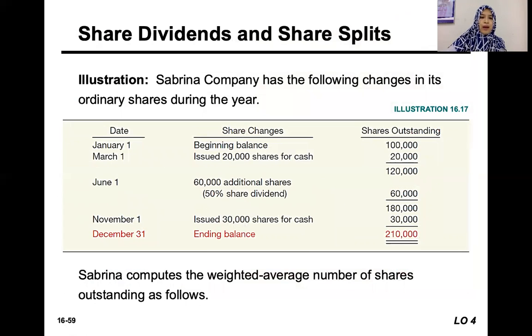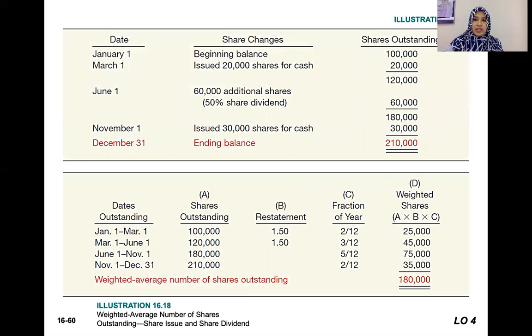Okay, let's say there is a share dividend during the period. Here is where we need to restate the number of shares before the share dividend issuance. Okay, this is the illustration. For example, on June 1st, it has a 50% share dividend. So how do we calculate the shares outstanding?